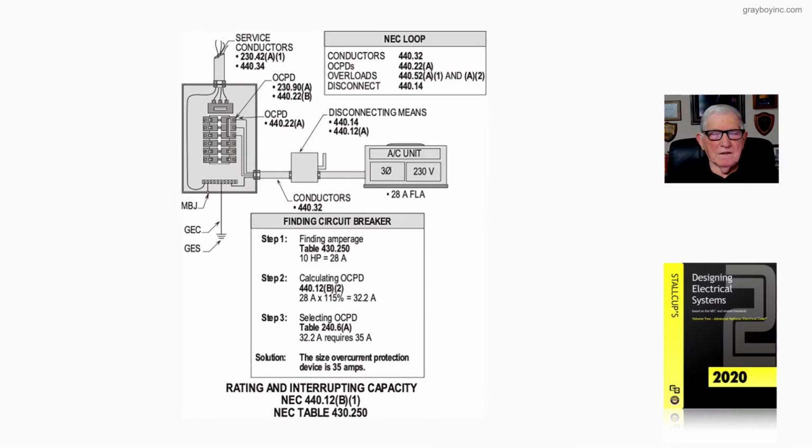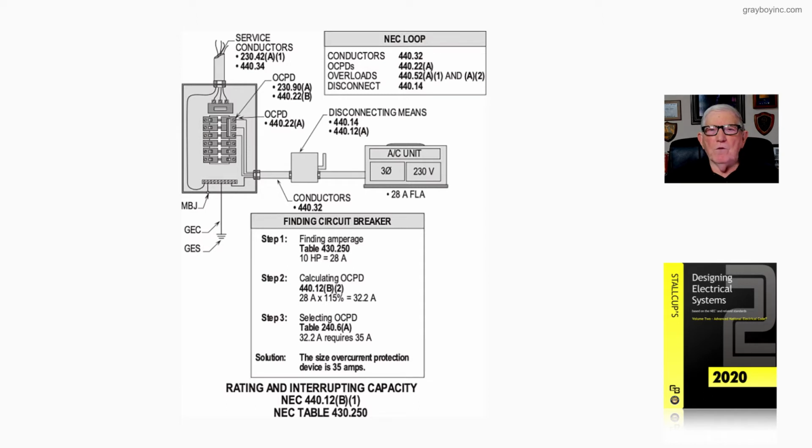Now this figure 19-5 deals with sizing the disconnecting means for one individual AC unit. Now notice NEC loop again, there's some sections referencing certain components. These sections would be used to size these conductors and overcurrent devices, overload, disconnect, and so forth. But now notice conductors, we refer you to 440.32. Good reading there on how to size those conductors.